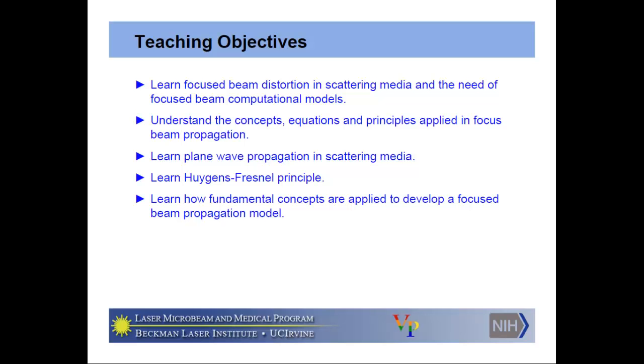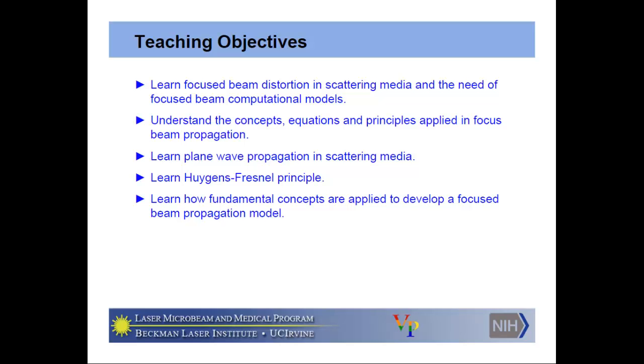Okay. So I guess we learned about focused beam distortion in scattering media and why we need rapid computational models of focused beams. We know we can do modeling using FDTD and Monte Carlo, and they are powerful tools. FDTD will provide accurate results. It is like the gold standard numerical method to solve Maxwell's equations.